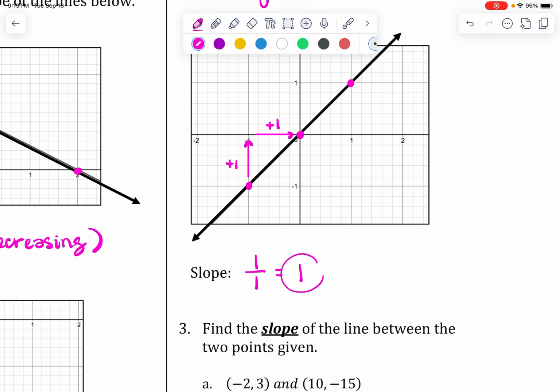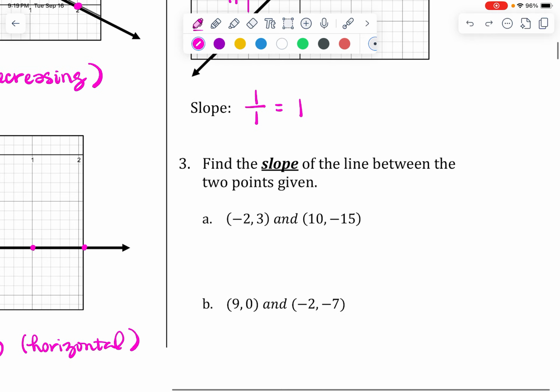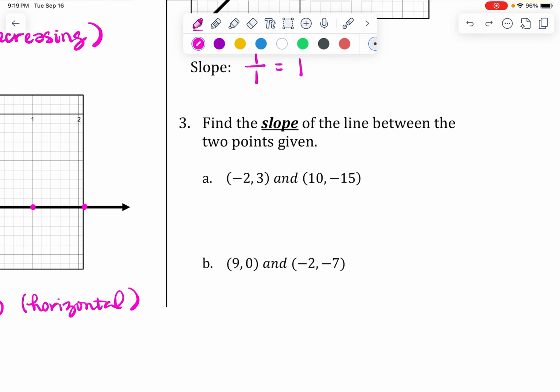Please always simplify your slope. I really don't want it written as 1 over 1. You can if you want to, but we always want to simplify. All right, find the slope of each line. This is just using our good old slope formula.